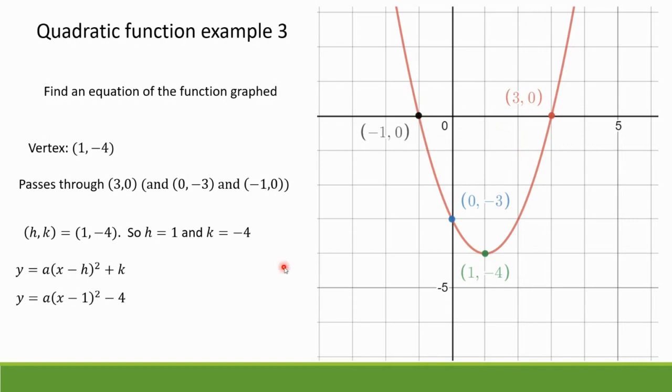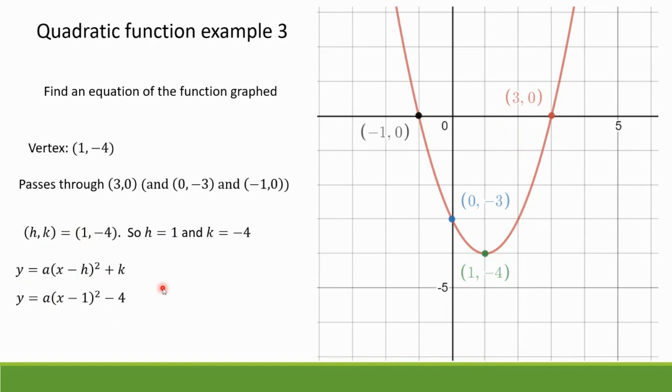Now, since we have the vertex, just like before, we know what (h, k) is. That's equal to (1, -4). So h is 1, k is -4. Again, we have the vertex, which is also (h, k), and just like before, that tells us h must be 1, k must be -4. So what do we do next? We substitute: h is 1, k is -4. So we get this so far.